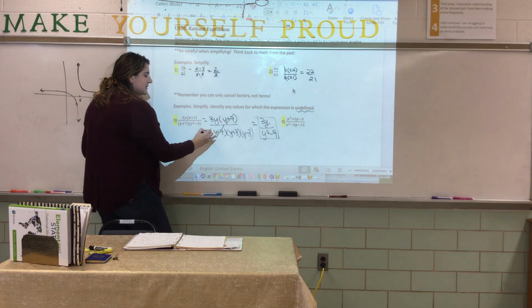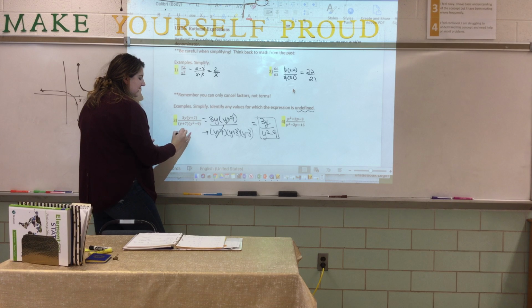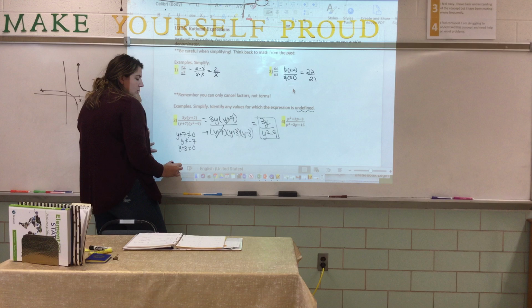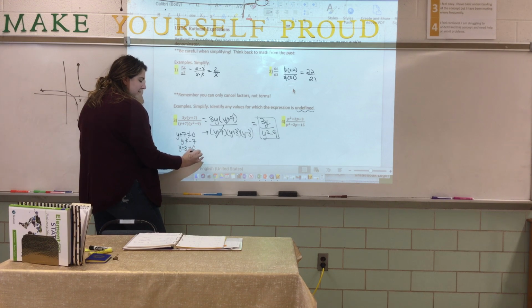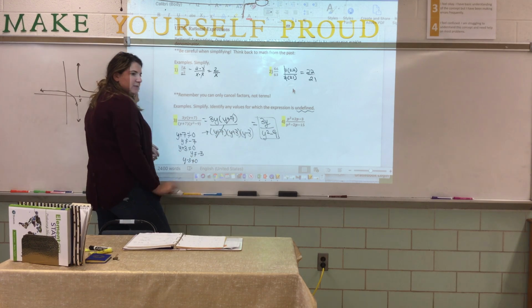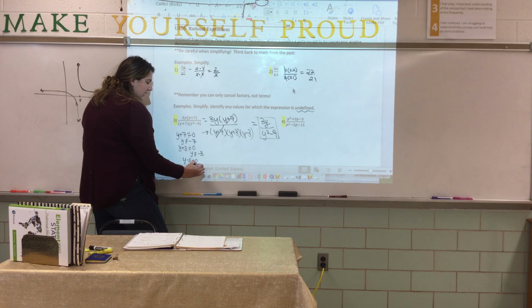So when the bottom is in factored form, you want to take each of those values and ask what would make it equal 0, because we don't want that. So y can't be negative 7. If y plus 3 is in our denominator, and we don't want it to equal 0, then y can't be equal to negative 3. And then we have one more, y minus 3. We don't want that to be 0, because we don't want this to be undefined. So we can say y can't be equal to positive 3.